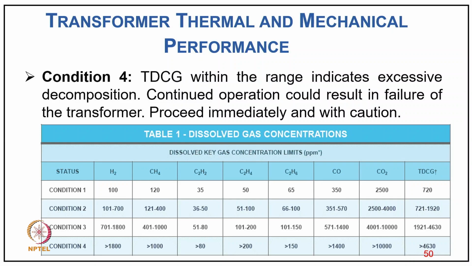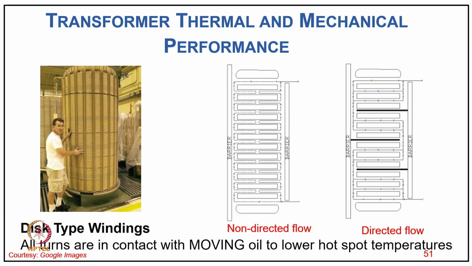And this is typically Table 1 for dissolved gas concentration, for all these 4 conditions with different factors, like the TDCG levels, as we already talked about. So now coming again to thermal and mechanical performance. Here we have a disk type of winding, as you can see, with non-directed flow and directed flow, showing how the cooling flow runs so that all turns are in contact with the moving coolant to lower the hot spot temperature.